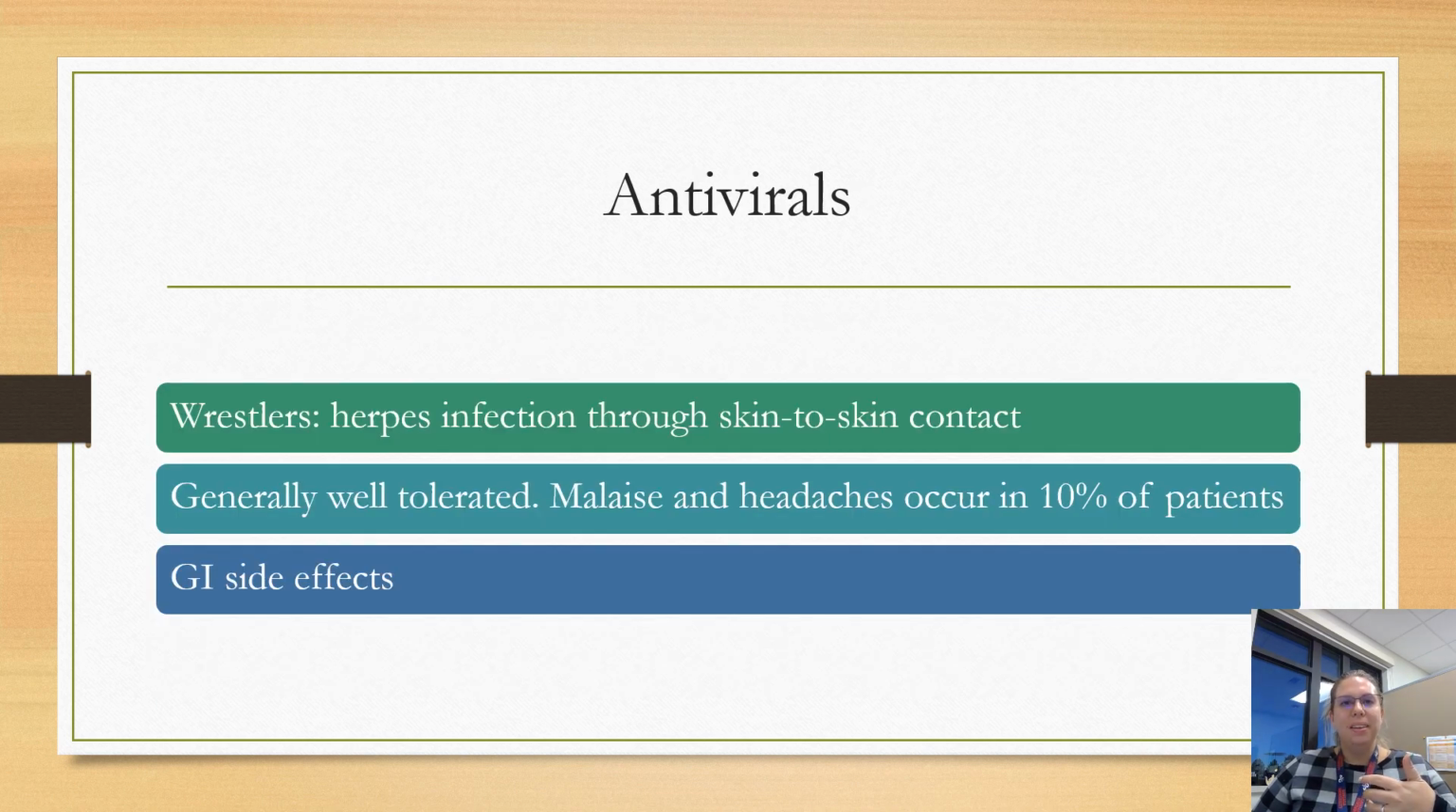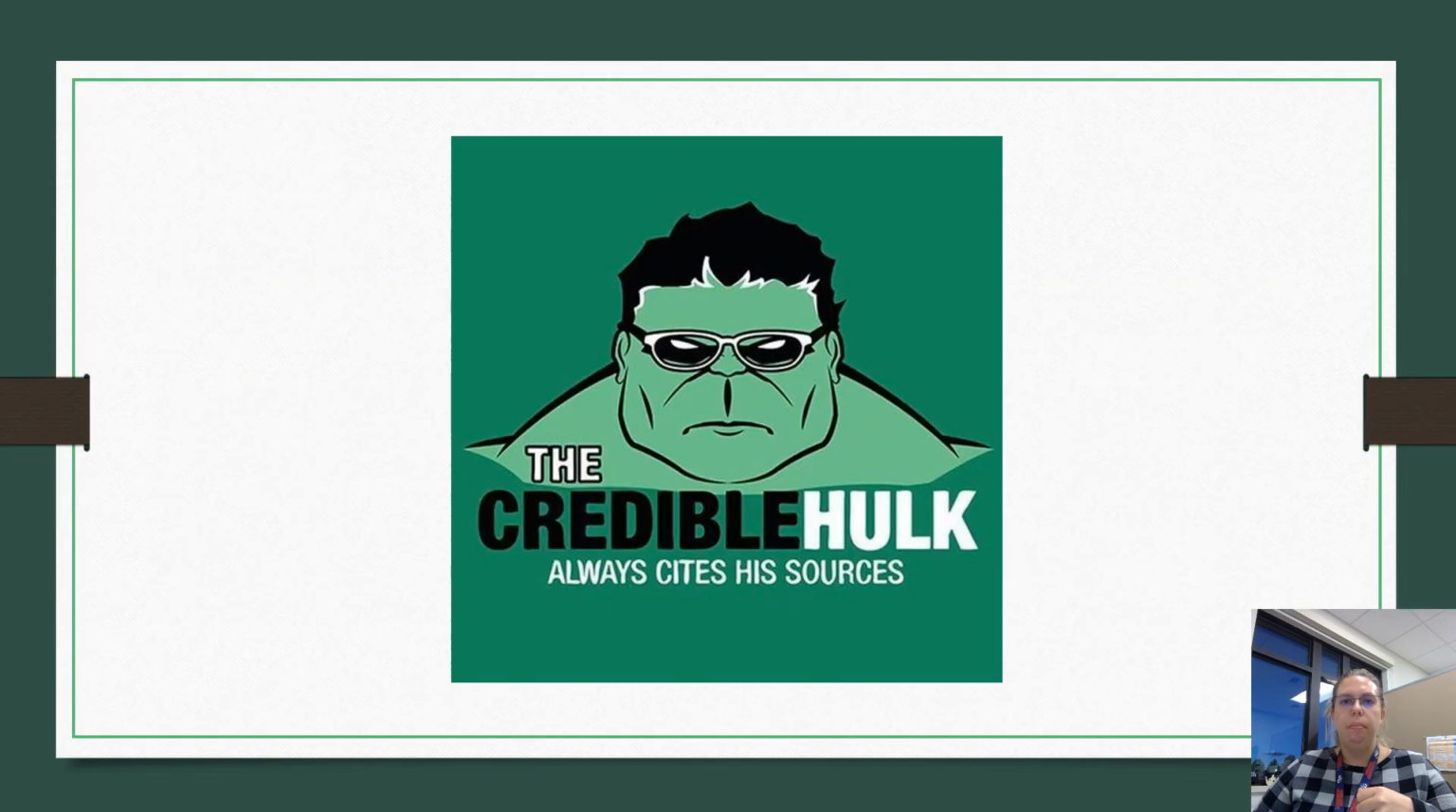Antivirals, your book mentioned herpes and influenza, but we use antivirals for all sorts of different things. But in general, they're just not very good medicines. Your book wanted to highlight that sometimes wrestlers get herpes infections through skin-to-skin contact. People think of herpes as either cold sores or genital herpes, but it's not always that simple or cut and dry. Antivirals are generally pretty well tolerated, with malaise and headaches in about 10% of people, and then again, GI side effects.